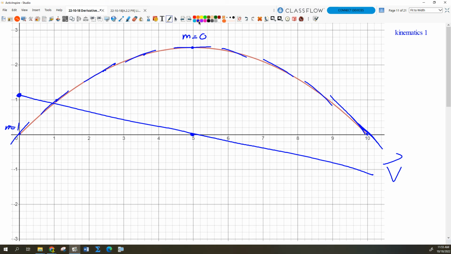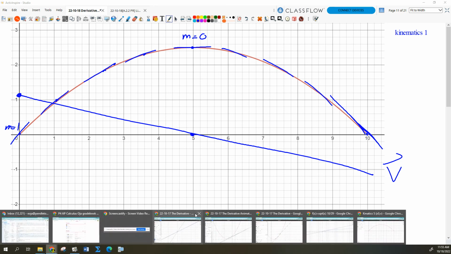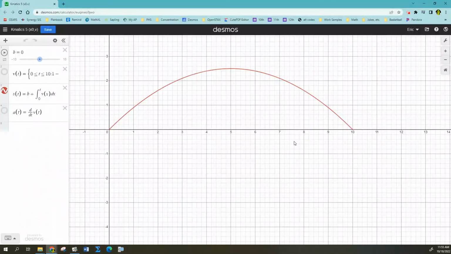Let's look back at Desmos, and if I turn this one on, oh man, don't you just wish this class was about 4 hours long instead? If I turn on the velocity function, there it is. Okay, that's what we graphed.